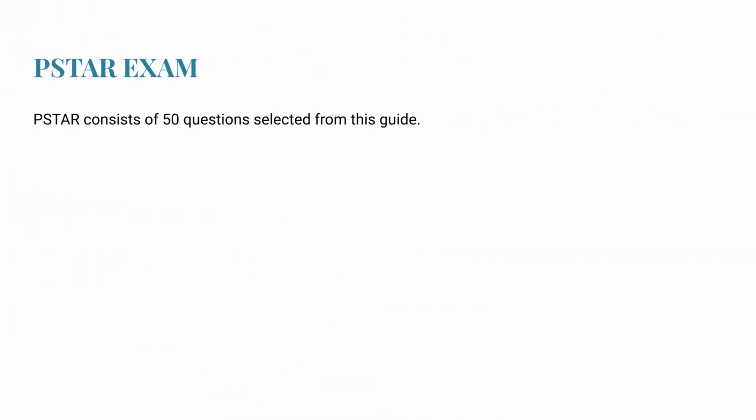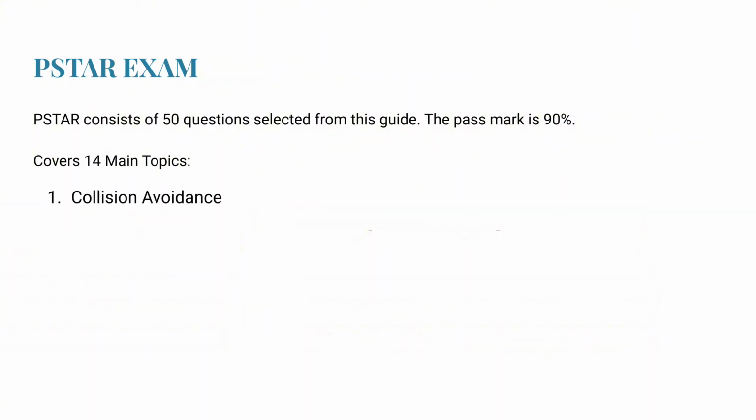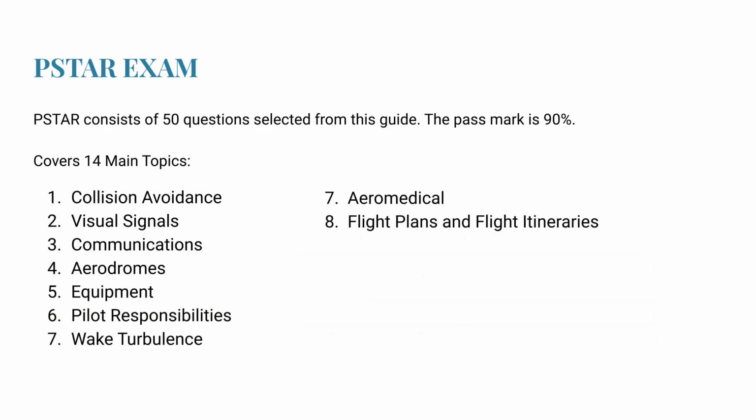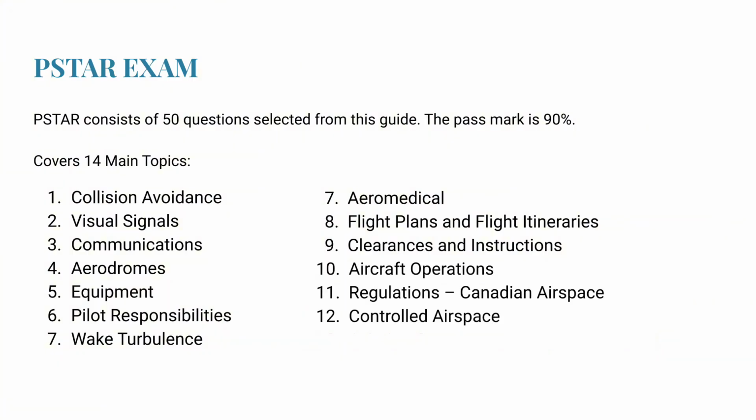Next, we'll look at what is covered on this exam. The PSTAR exam has 50 multiple choice questions, and you need 90% to pass, so really you can only miss 5 questions. It covers 14 main topic areas, starting with collision avoidance, visual signals, communications, aerodromes, equipment, pilot responsibilities, wake turbulence, aeromedical, flight plan, flight itineraries, clearance and instructions, aircraft operations, Canadian airspace, controlled airspace, and aviation occurrences.